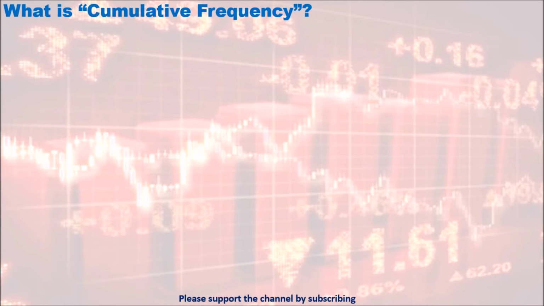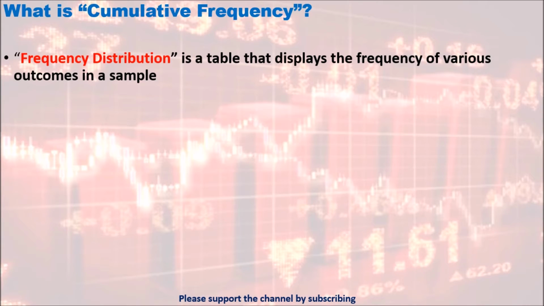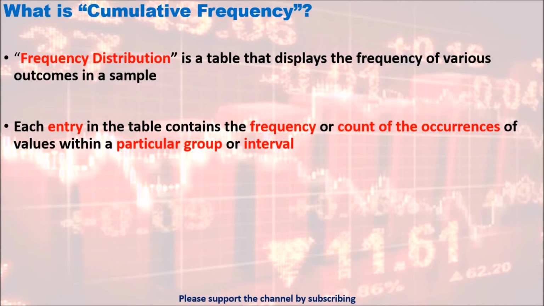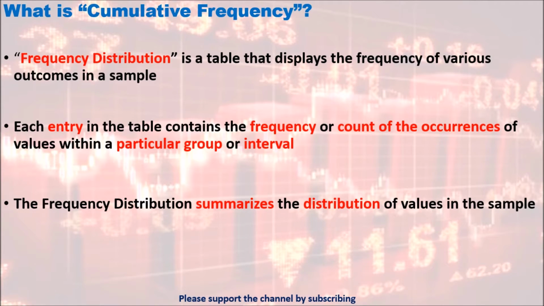Before we get into that, we'll just do a quick recap of the frequency distribution and the main topics that we discussed in the earlier video. The frequency distribution is a table that displays the frequency of various outcomes in a sample. Each entry in the table contains a frequency, or the count of occurrences of the values within a particular group or an interval. The frequency distribution summarizes the distribution of the values in the sample.